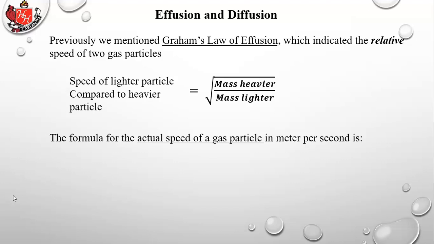one gas molecule would be twice as fast as another. It didn't tell us exactly how fast either one of them was going. But there is a formula for the actual speed in meters per second. So if you want to know actually how fast a gas molecule is moving, it's this.